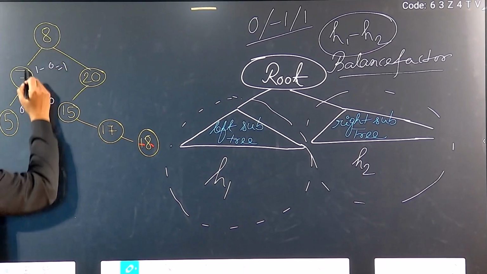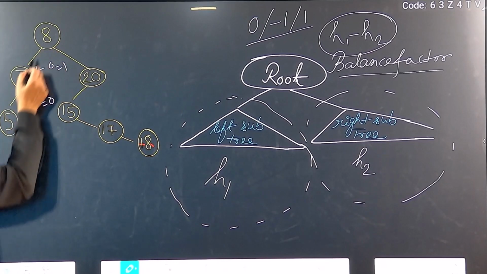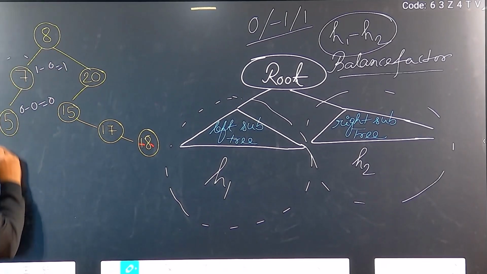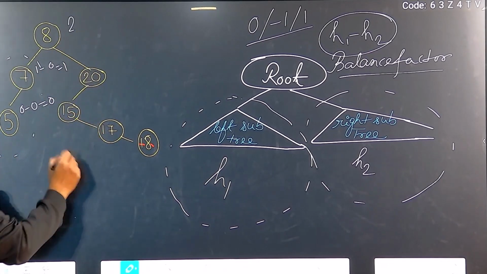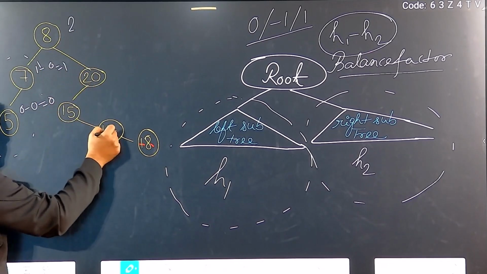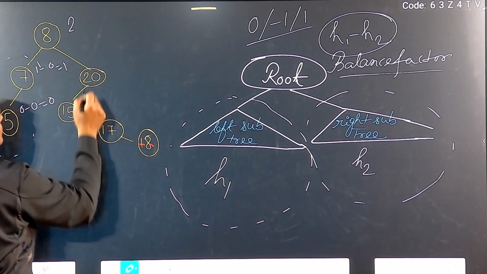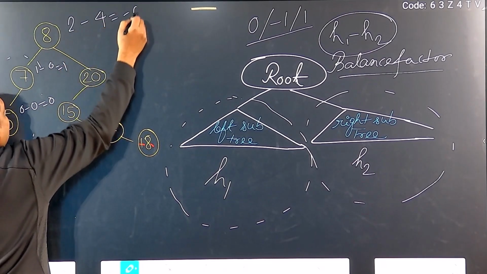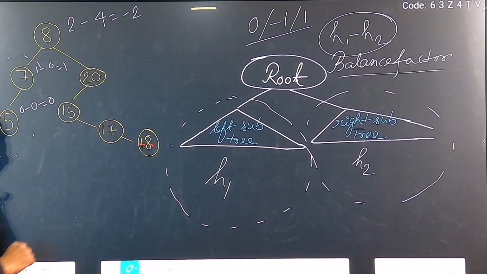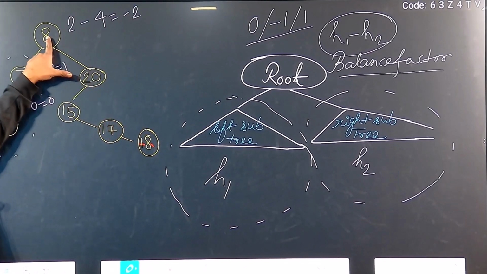For 8, what is the height of the left subtree? This is the left subtree. So, the height is 2. What is the height of the right subtree? 1, 2, 3, 4. Okay. So, this will be 4. So, what is the value? That is minus 2 for this particular node.